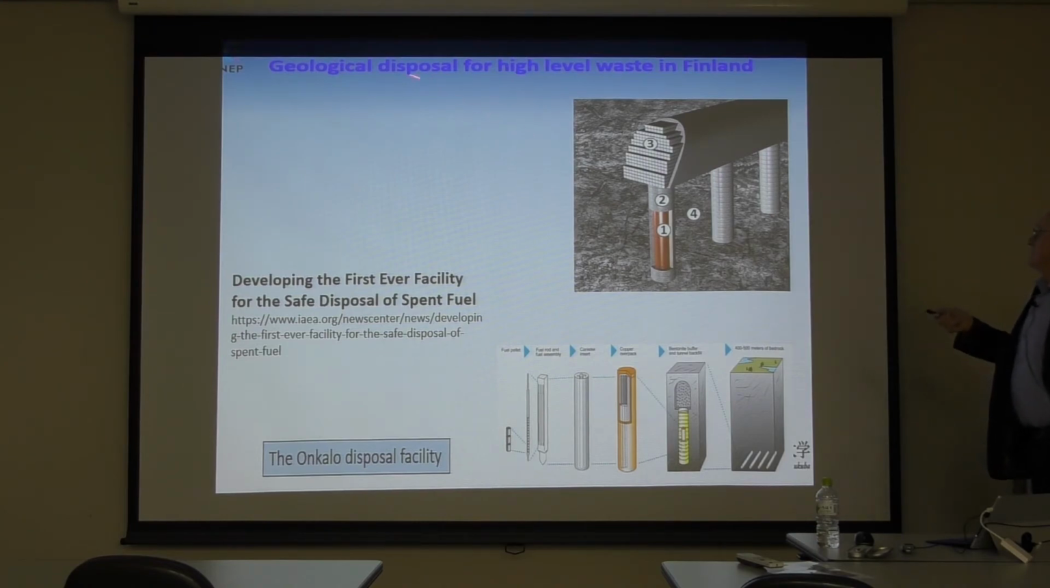And this is some geological disposal for high-level waste in Finland. It's in principle similar. The host rock is the same. It's also granite. And again, there's the fuel. The fuel goes in the assembly, in the canister in the rock, in the copper, in the bedrock, and then filled with bentonite for sealing at a depth of 400 to 500 meters.